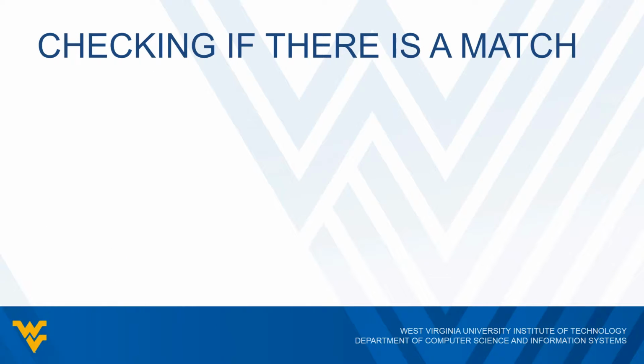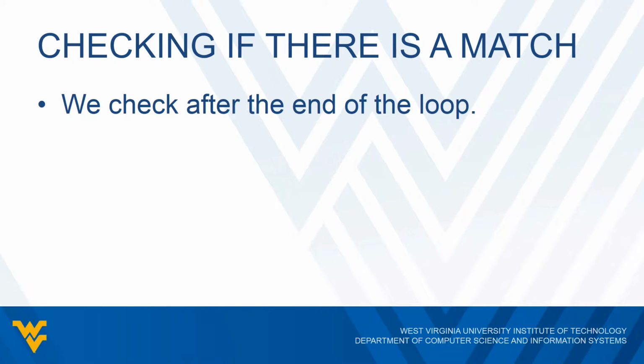Now, what about the part when we say if there's a match, we'll say something? How do we check if there's a match? Well, we'll check it at the end of that loop. So we go through our pattern and our text, comparing the characters, and after that loop, we can clearly tell whether or not there's a match.